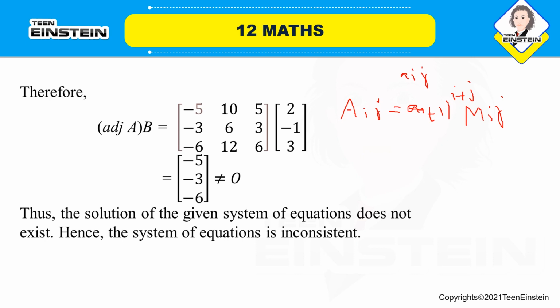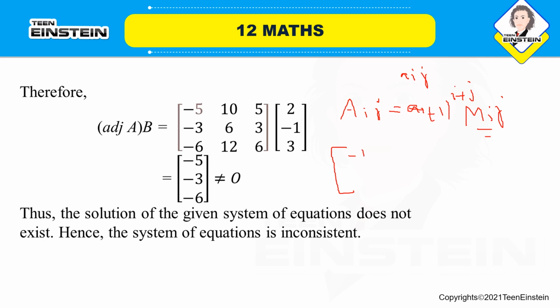Cofactor of small aij is denoted by capital Aij and is defined as minus 1 whole to the power i plus j into Mij. Mij is the corresponding minor. Okay. So here adjoint A is the matrix minus 5, 10, 5, minus 3, 6, 3, minus 6, 12, 6. And this is the given matrix B, 2, minus 1, 3. Now take the product of these two.